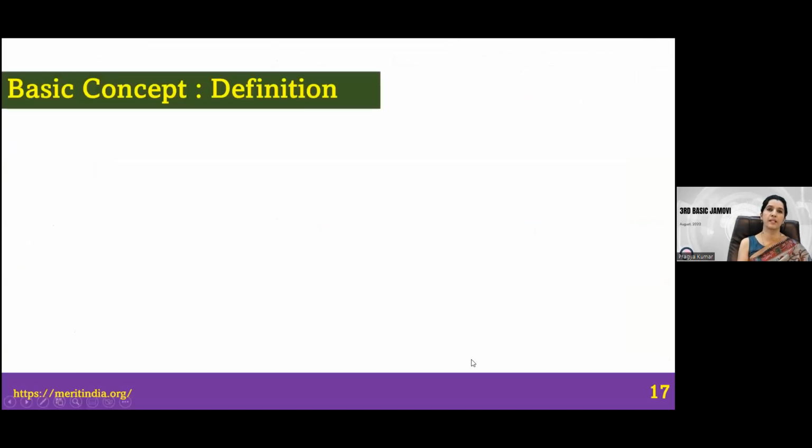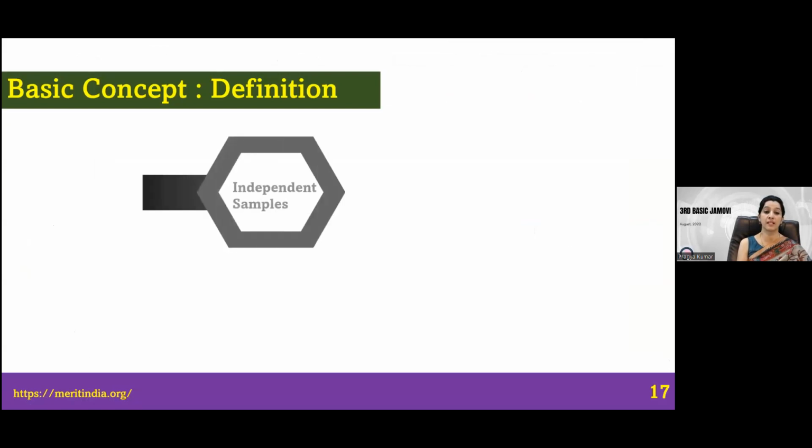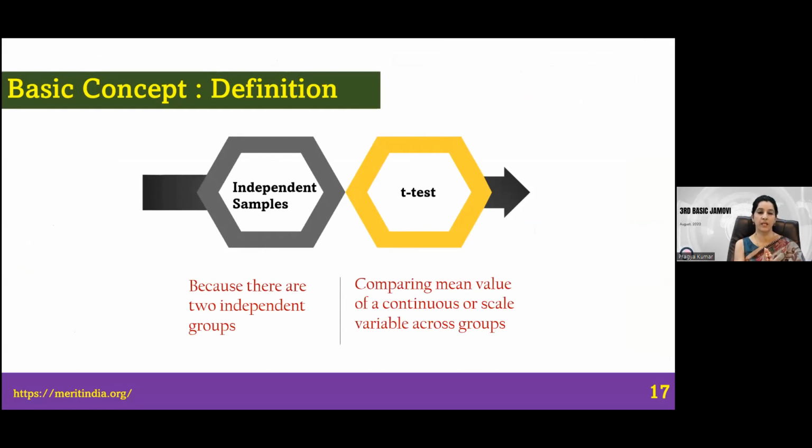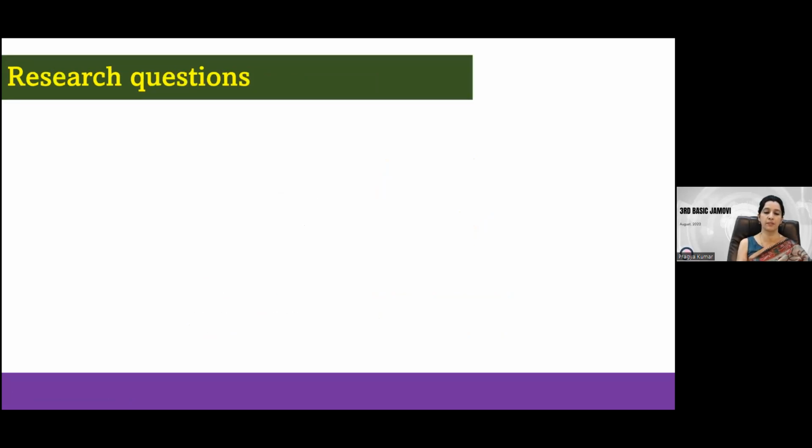Now, in this case, we call it the independent sample t-test because there are two independent groups. And in this case, you will again hear about the independence of observation. Because the two groups are independent, and you are comparing the mean value of a continuous or scale variable across these two groups, that's how its name is independent sample t-test.